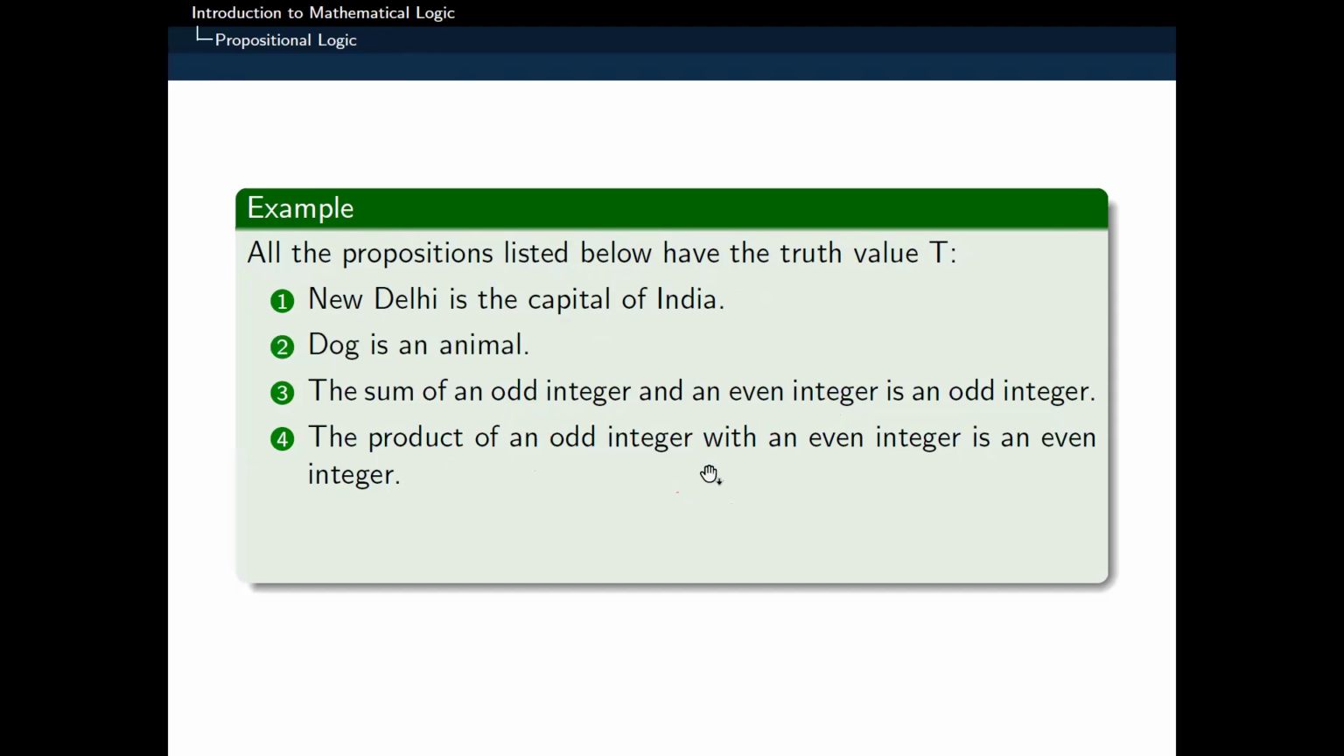The product of an odd integer and an even integer is an even integer. Again, this is true. Take an example again to verify. Take an odd integer, suppose 3, and an even integer, 2. Product means multiplication. So if you multiply them, 2 times 3 gives you 6. So this is an even number. So again, the truth value is T.